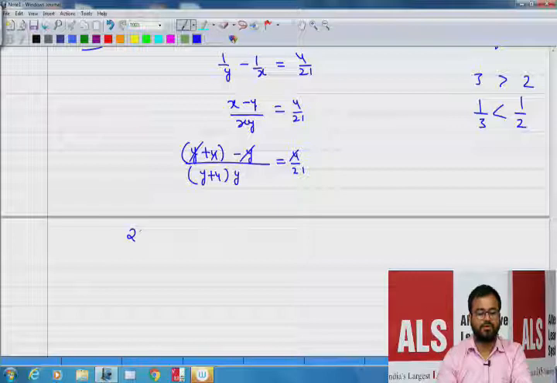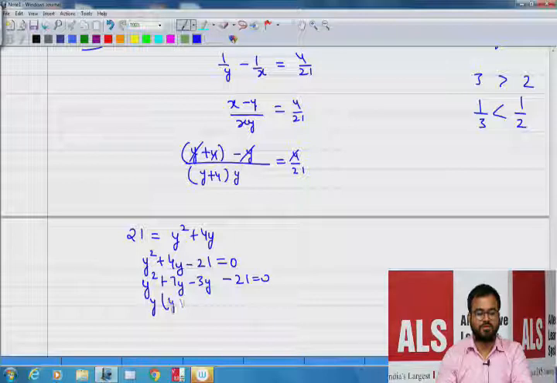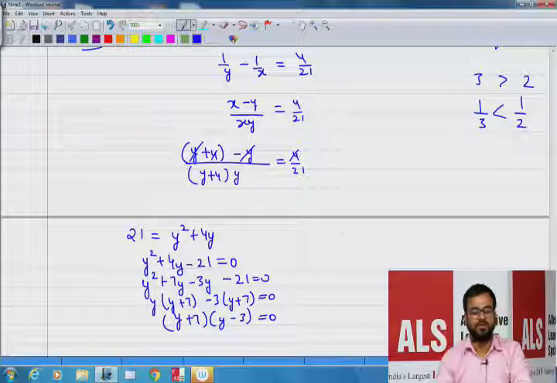So we'll be left with 21 is equal to y square plus 4y, or y square plus 4y minus 21 is equal to 0. Now we can use the middle term splitting: 7y minus 3y. So y times y plus 7. The factorization should be y plus 7 into y minus 3, that is equal to 0. It says that either y is equal to minus 7 or y is equal to 3.